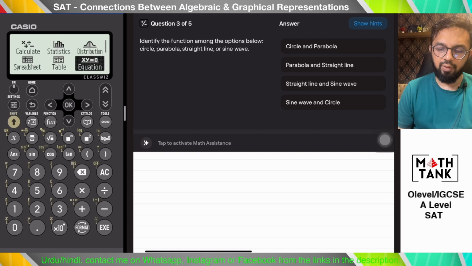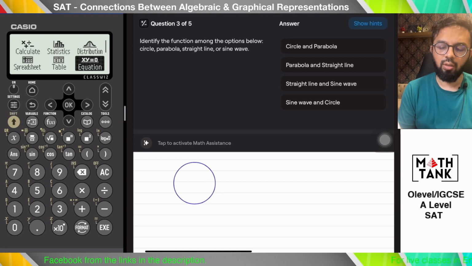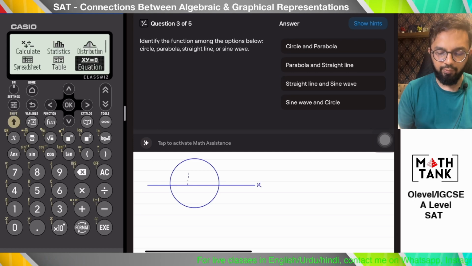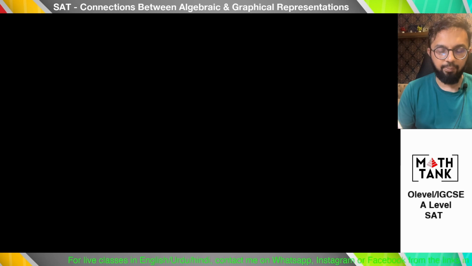It says identify the function among the options below: circle, parabola. Okay, a function is a relationship between the values of x and the values of y, where for each value of x, you have exactly one value of y. So if I draw a circle, for each value of x, there are two values of y.